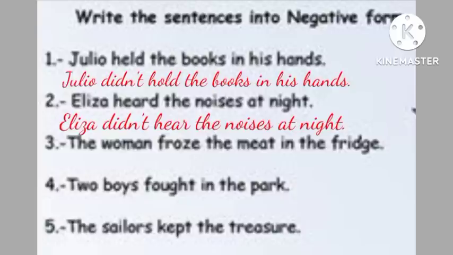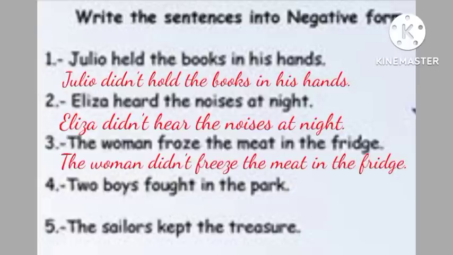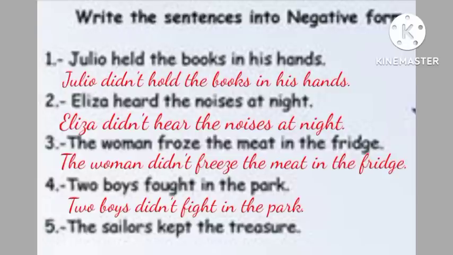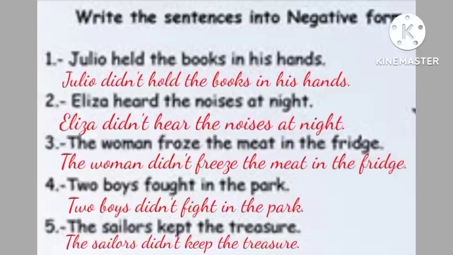Number two, Eliza heard the noises at night. Yeah, didn't hear, heard, kembali ke dasarnya, hear the noises at night. And number three, the woman froze the meat in the fridge. The negative is didn't freeze. Froze become freeze, the meat in the fridge. Two boys fought, that one verb 2, and then verb 1 is fight. Two boys didn't fight in the park. And then the last one, the sailors, very good, didn't keep the treasure. Kept the one verb 2, and then the verb 1 is keep.